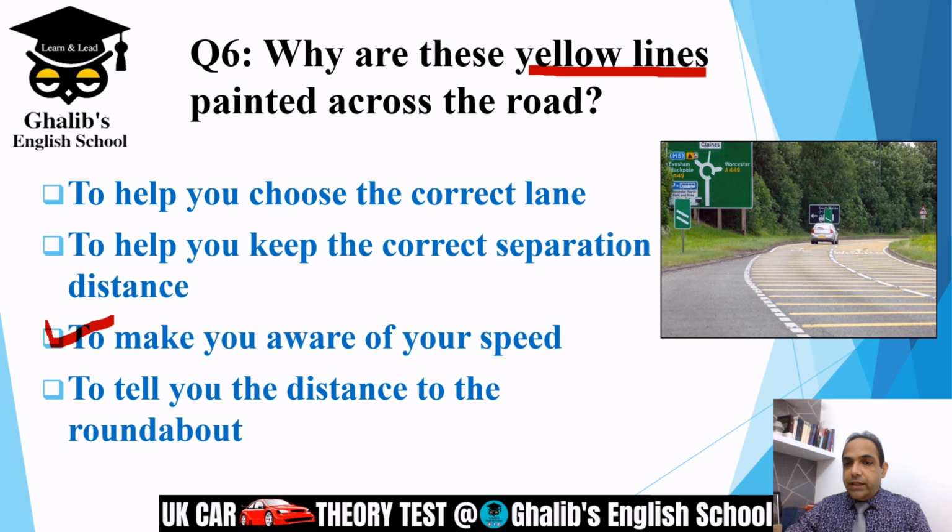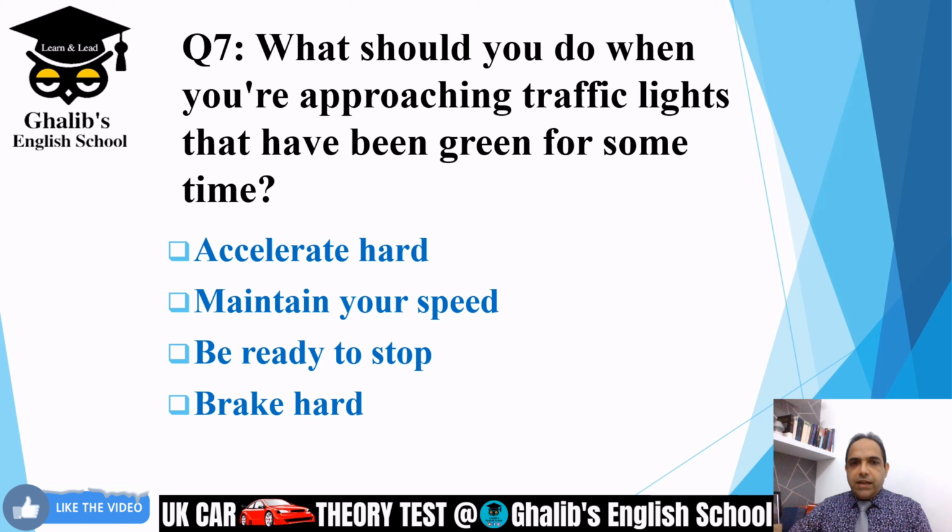Question number 7. What should you do when you are approaching traffic lights that have been green for some time? Accelerate hard, maintain your speed, be ready to stop, or brake hard. So if you are driving on the road and you see a set of traffic lights and the lights are on the green, you need to be ready to slow down or stop at least, because the lights may change. If you are speeding up, then you may put yourself at risk and you can cause an accident. So that's why be ready to stop.